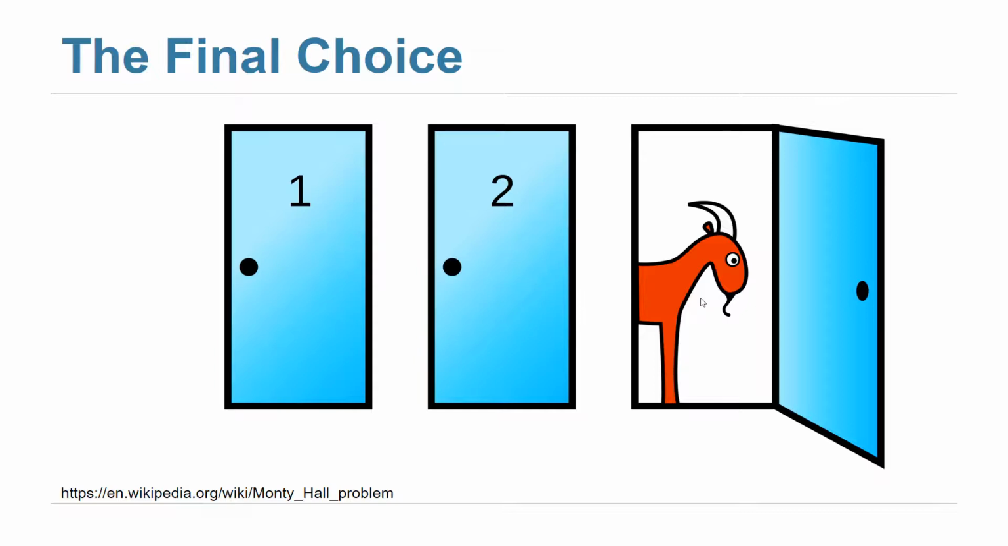Any ideas? Yes. I'll stick to number 2 because, whatever you choose first, you will stick to it. Why? Because the remaining probability that one of the doors has a goat is the same for both doors. So your answer is basically that it doesn't matter. You can choose number 2 or number 1 in this case. Okay, so that's your answer. Other answers?